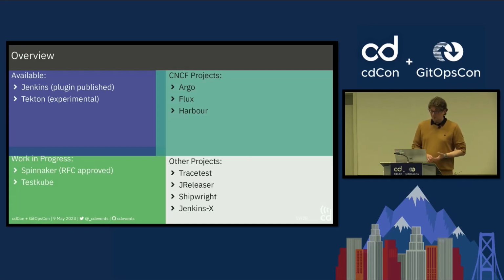We are having a lot of discussion with other communities as well, so we talked to Argo, Flux, Harbor. Harbor announced in Amsterdam a couple of weeks ago support for CloudEvents, and they said they would be interested in extending that to CDEvents specifically as well. Other projects are interested, like Trace Test, JReleaser, and we are discussing with Shipwright, Nginx. So things are moving quite a lot in this space.